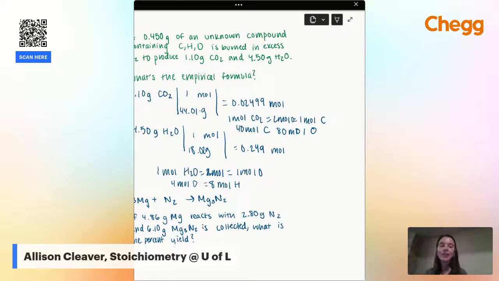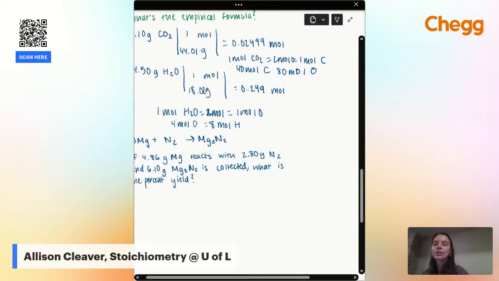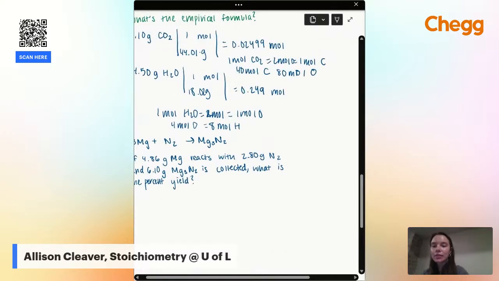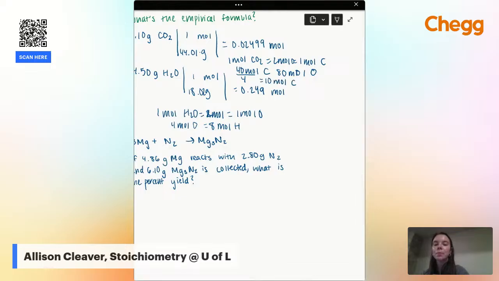Now we need to divide everything by a common number. Everything is divisible by 4. So we would divide our C's. So we have 10 moles of C because we divide 40 divided by 4. We get 10 moles of C. 80 divided by 4, we have 20 moles of O. The O's aren't as important right now. And then we have 4 moles of O divided by 4, 1 mole of O, and 2 moles of H.